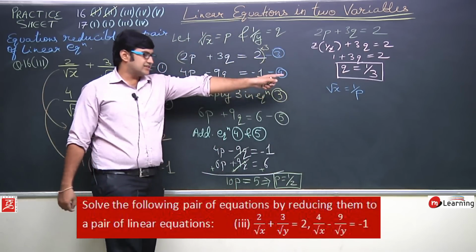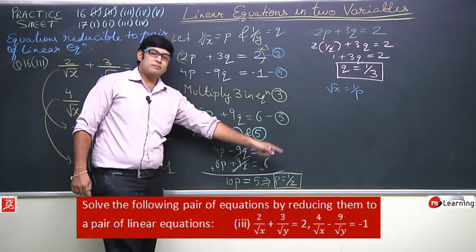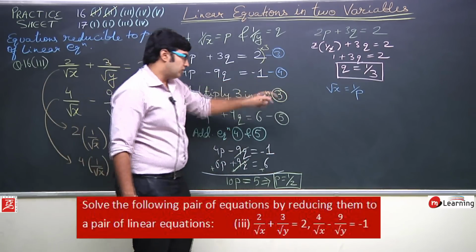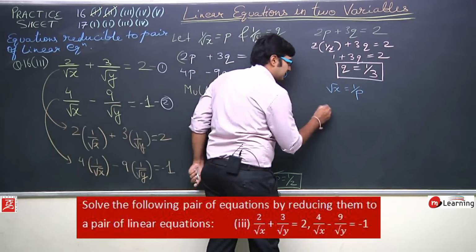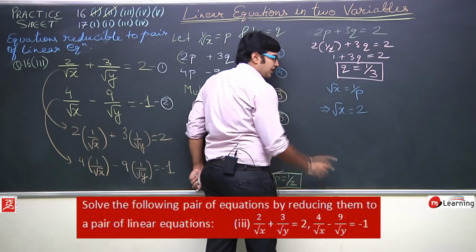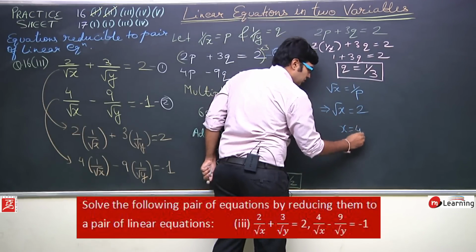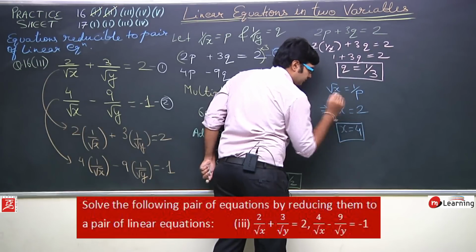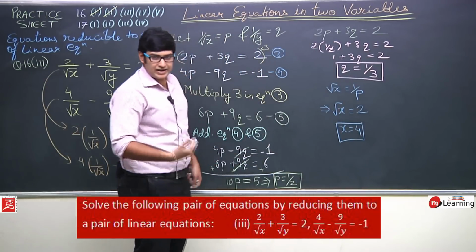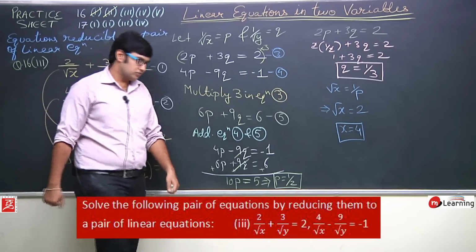Now if root x is equals to 1 upon p, then 1 upon p का वैल्यू कितना होगा? p is equals to 1 upon 2. तो 1 upon p is 2. It implies root x का वैल्यू आ रहा है 2. And if root x is equals to 2, then x is equals to 4. Okay, by squaring, square करके हमने निकाला, square करेंगे तो it will give you x is equals to 4.